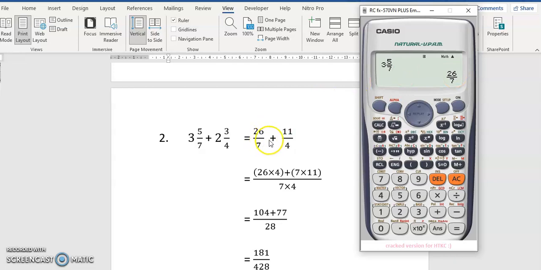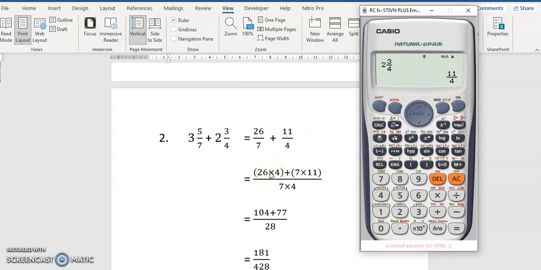26/7. Then plus, let's see how we are going to press this one. What do you press? Shift. Then I press my 2, 3, and 4. So this gives us 11/4.